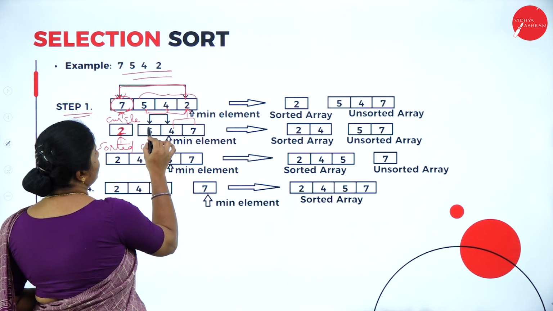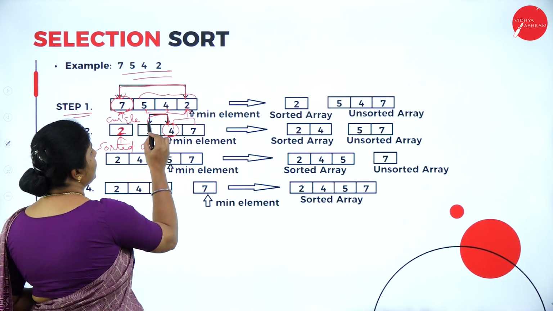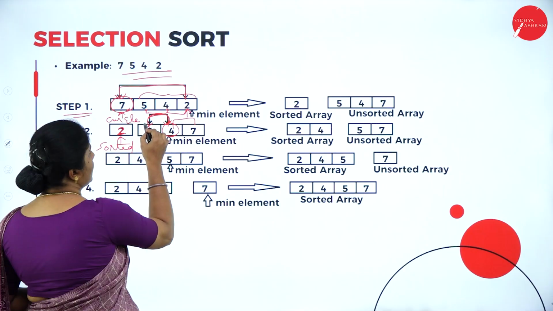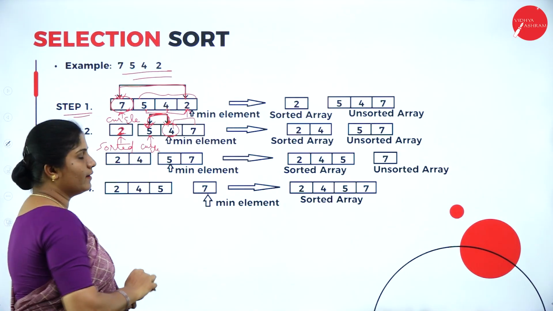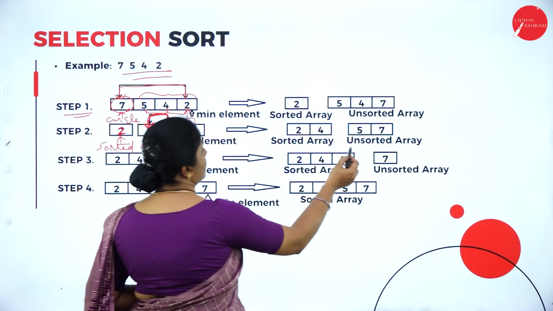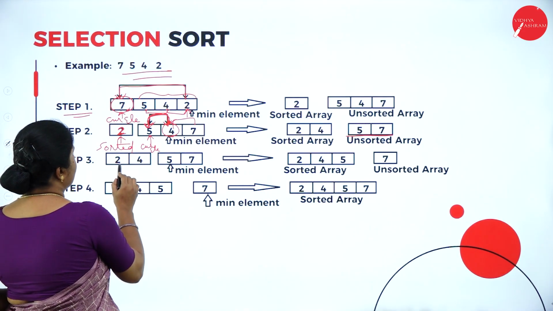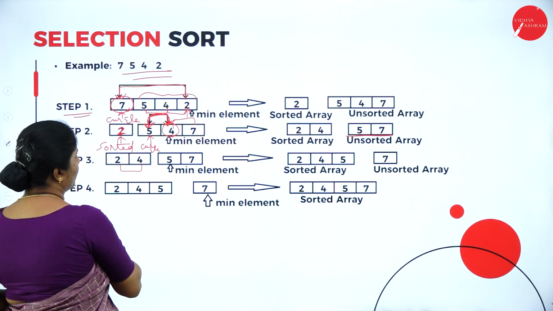So it checks with 4 and 5. Yes, 4 is the minimum element. It swaps: 4 comes in the place of 5 and 5 goes to the place of 4. Now I have 5 and 7 left, and in the sorted list, I have 2 and 4.